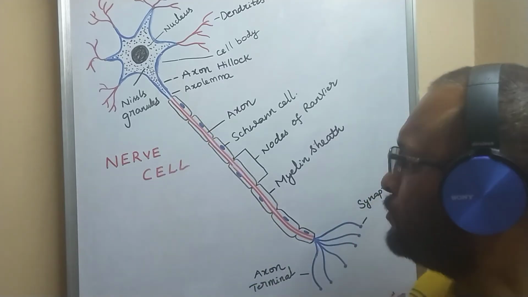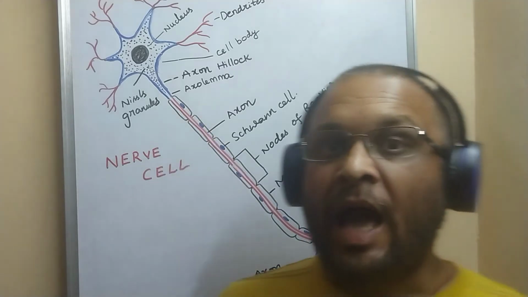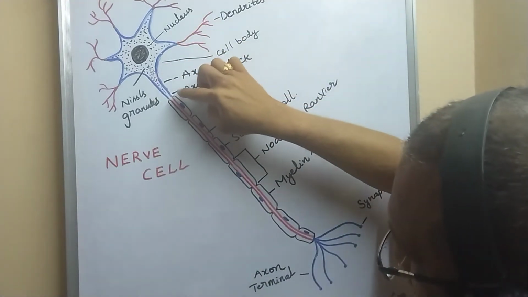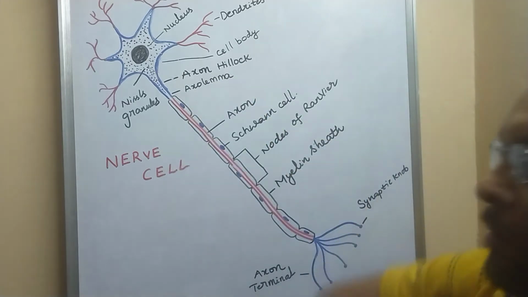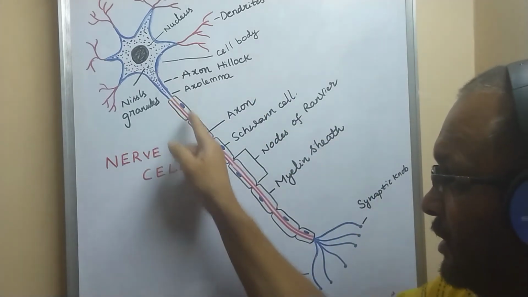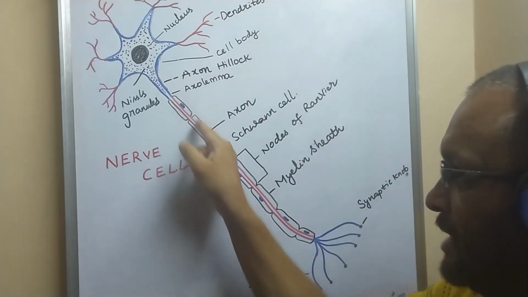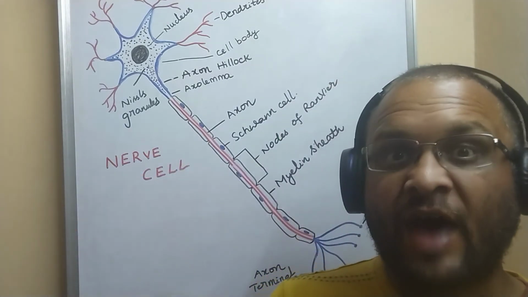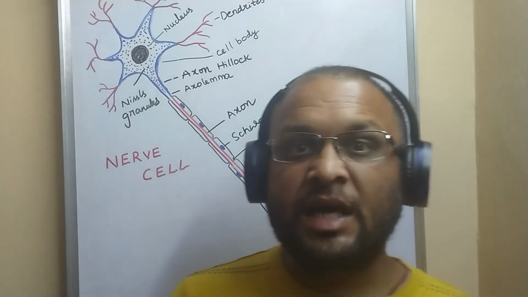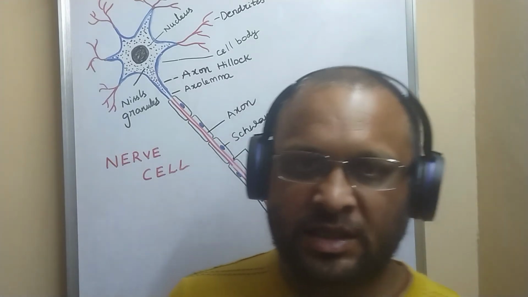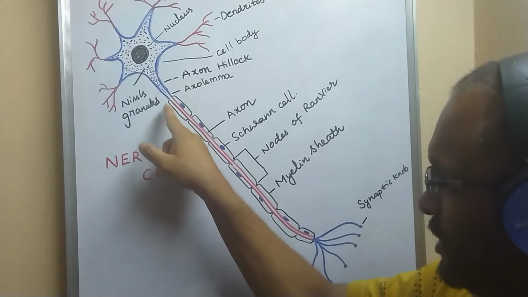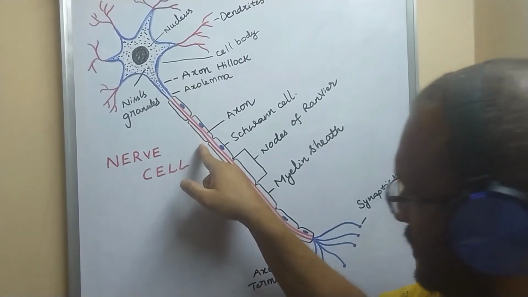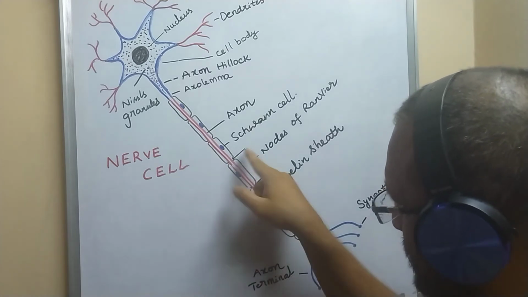Next, the axon is covered by a myelin sheath. The myelin sheath is a fatty layer or fatty membrane which functions as an insulating membrane. So this is the myelin sheath.